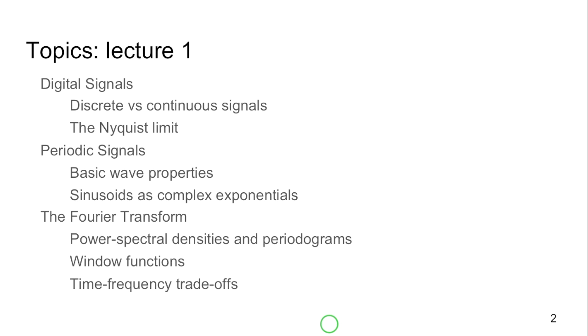Well, in today's lecture, I will be covering the nature of digital signals, whether they are discrete or continuous, and talk about sampling theorem. I will then cover periodic signals, including just basic sinusoidal properties, and representing sinusoids as complex exponentials. That will transition us into the Fourier transform, and both its construction and its use. And I'll finish by talking about time-frequency trade-offs.